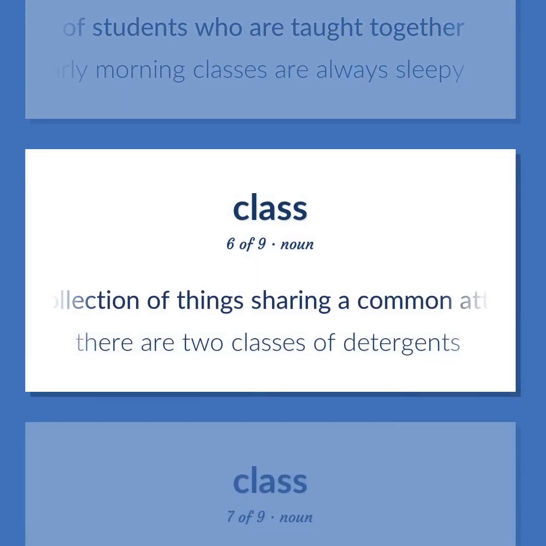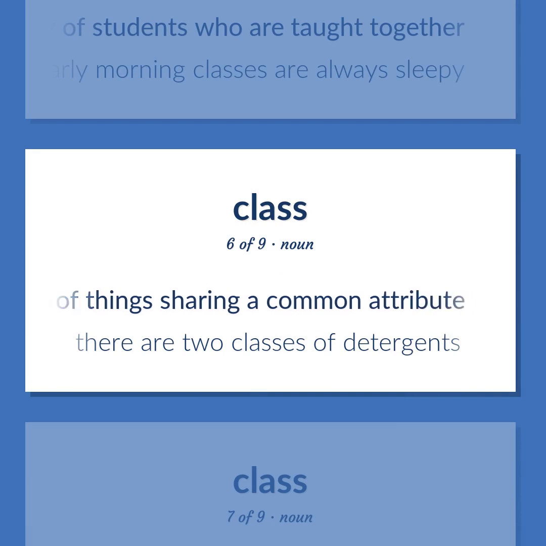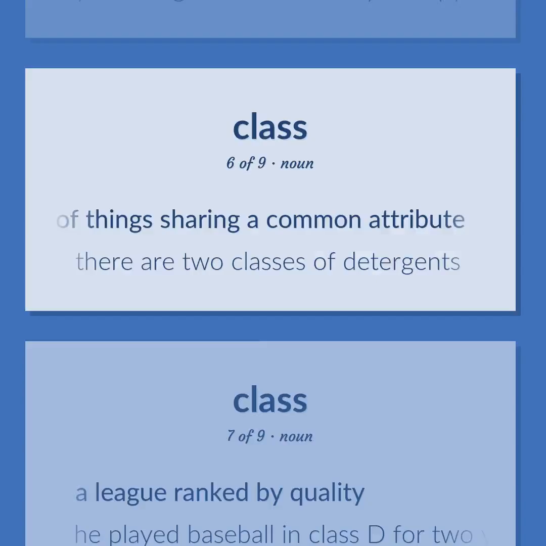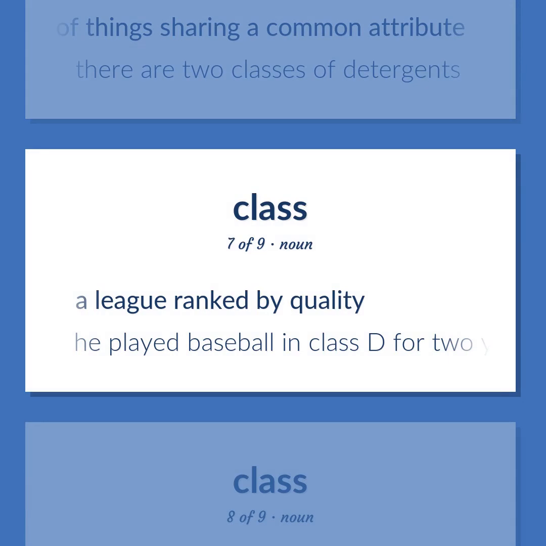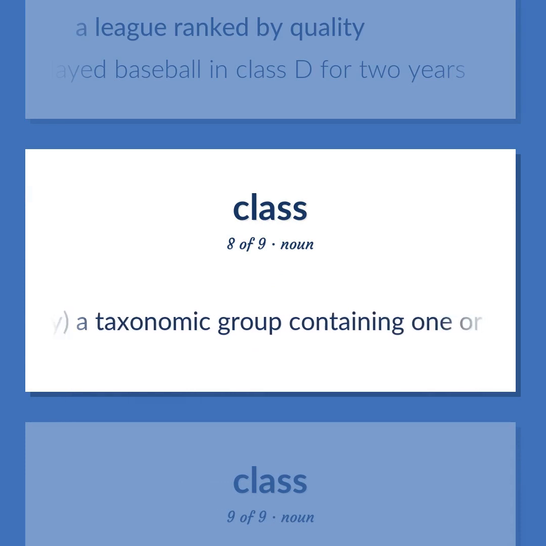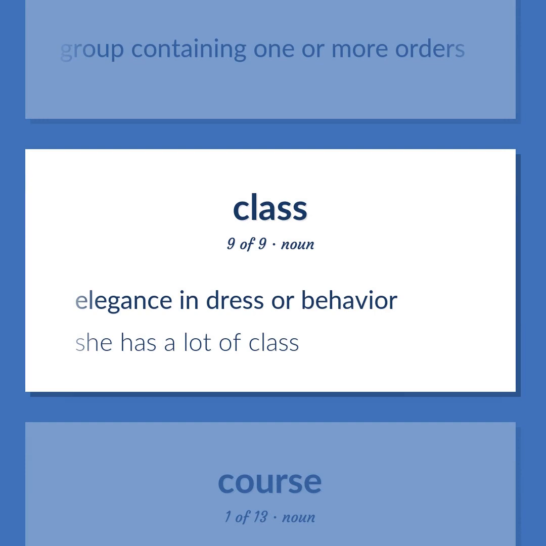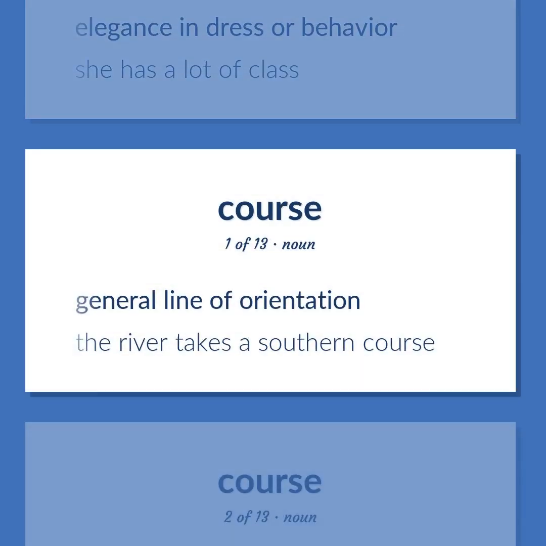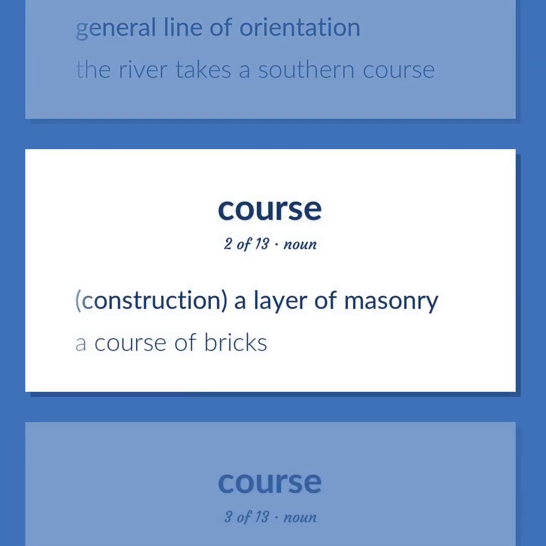A collection of things sharing a common attribute. There are two classes of detergents. A league ranked by quality. He played baseball in Class D for two years. Biology. A taxonomic group containing one or more orders. Elegance in dress or behavior. She has a lot of class. General line of orientation. The river takes a southern course. Construction. A layer of masonry. A course of bricks.